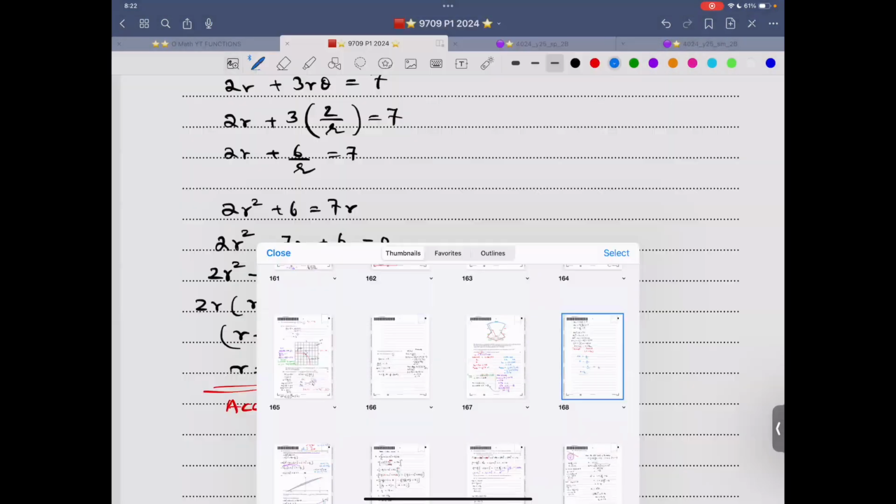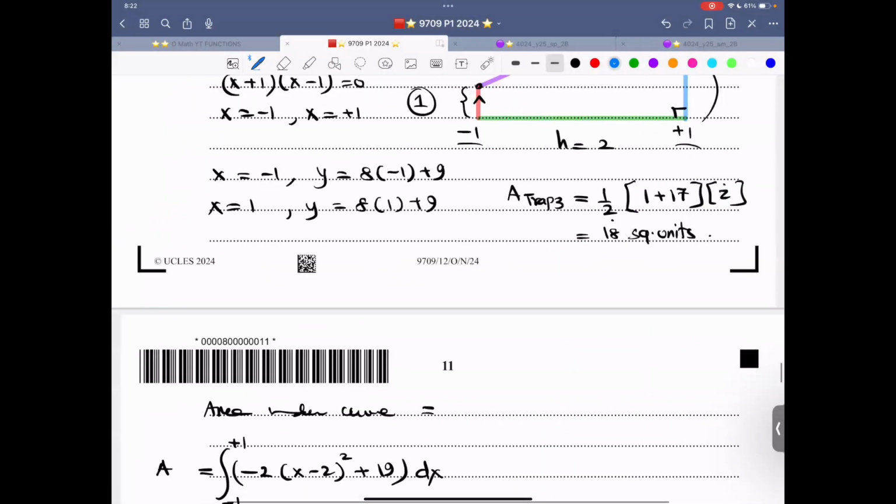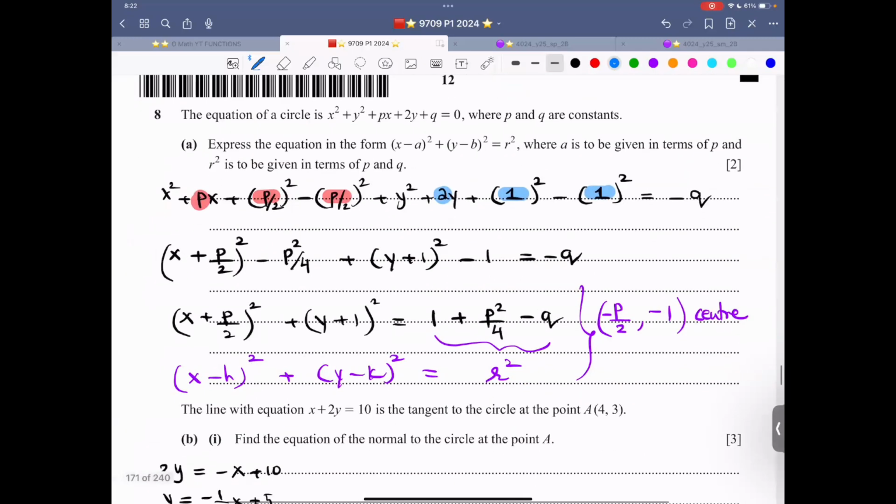So over here, let's start with this. The equation of a circle is this thing. That's in the general form, where P and Q are constants. Express the equation in this form, where A is to be given in terms of P and R square is to be given in terms of P and Q.